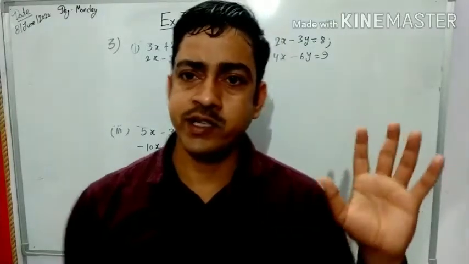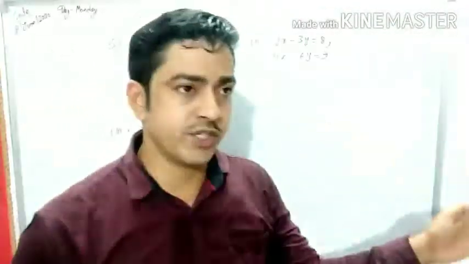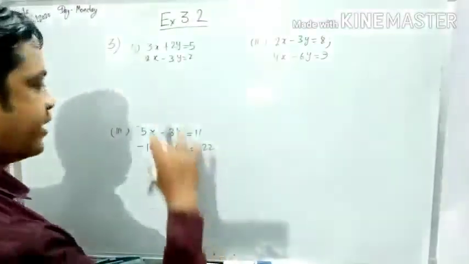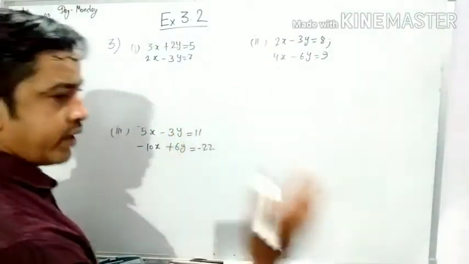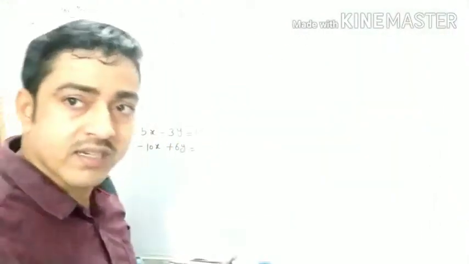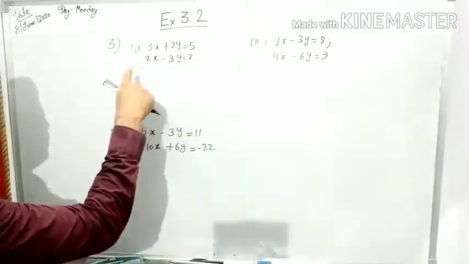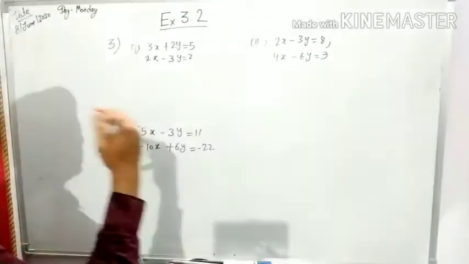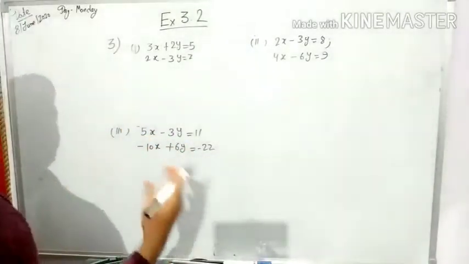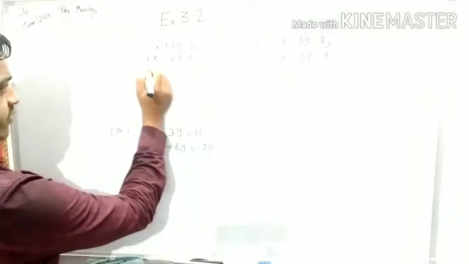Let's have a look. Here are three pairs of linear equations, and we are going to find out and show which one is consistent and which one is inconsistent. Look at this: 3x plus 2y is equal to 5 and 2x minus 3y is equal to 7. First of all, we compare the coefficients of x and y.